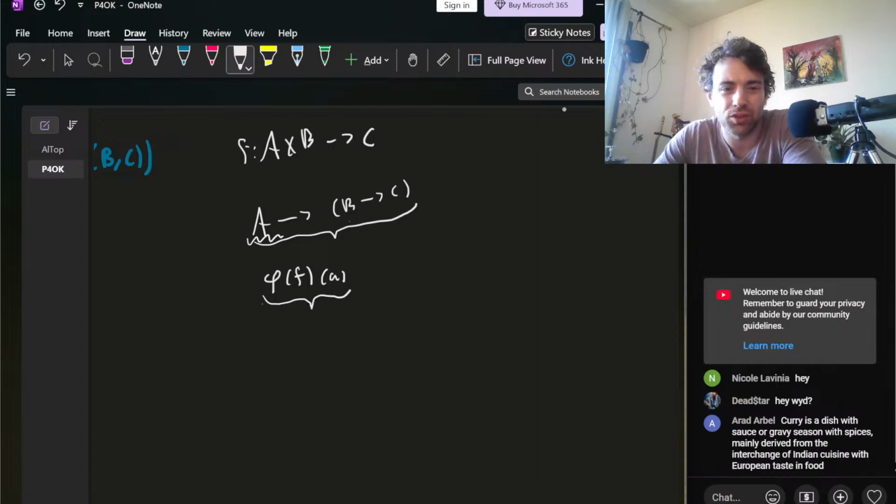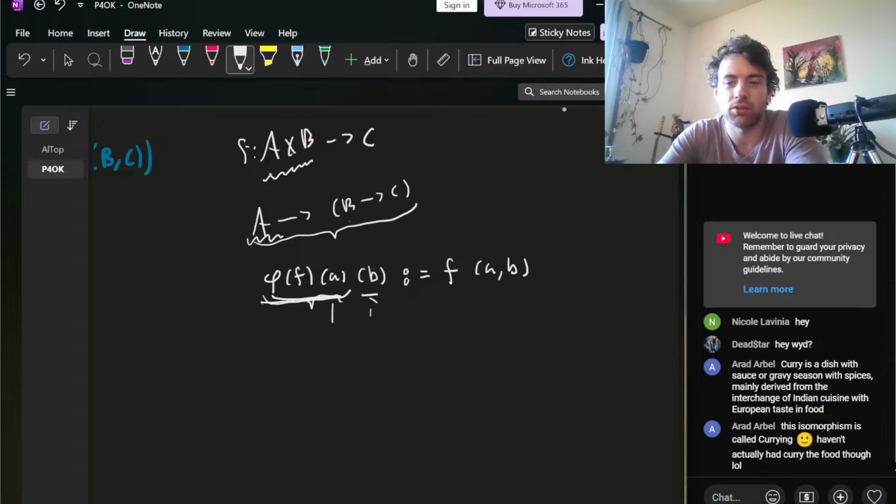So this thing here has to be a function from B to C. So what does that mean? I need to, if I evaluate it at b, I need to tell you what the value of this function is at b. So how could I do such a thing? Well, remember, f was a function from A cross B to C, right? So I could define this function. f already tells me how to eat a pair, a and b, of elements, and spit out c.